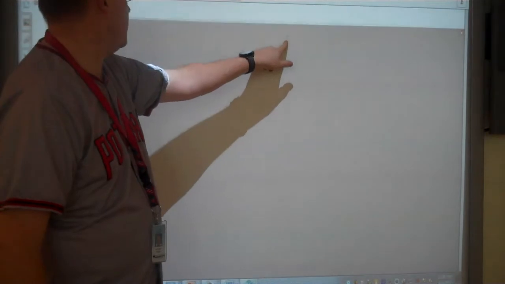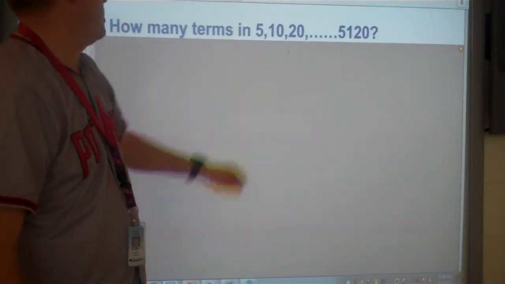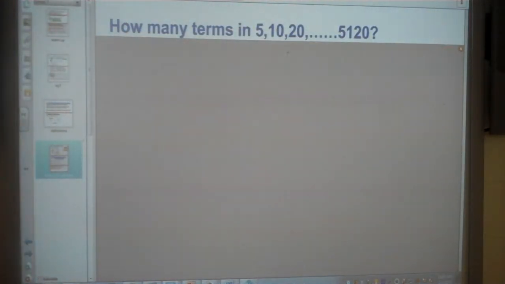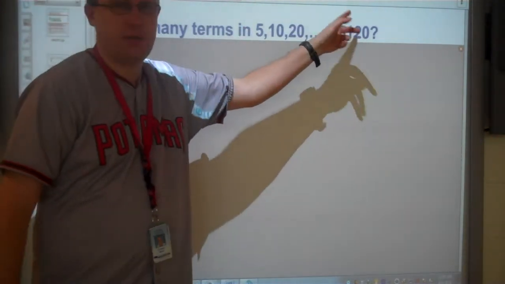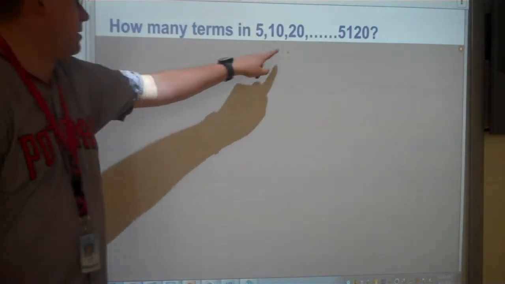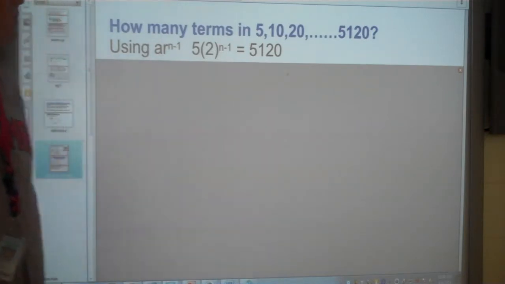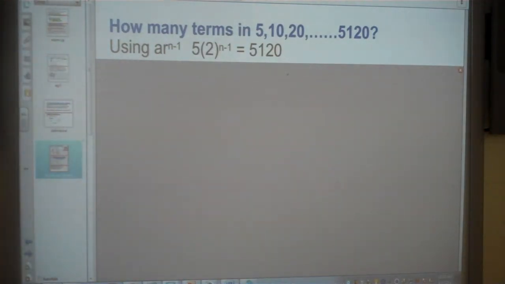So let's look at a few questions from here. How many terms are in the following sequence? From the information we're given, we can certainly find a. We can find the ratio as well, 10 divided by 5. And we can see what the last term is. So the formula for the last term is ar to the n minus 1, and we can write ourselves an equation to show that.